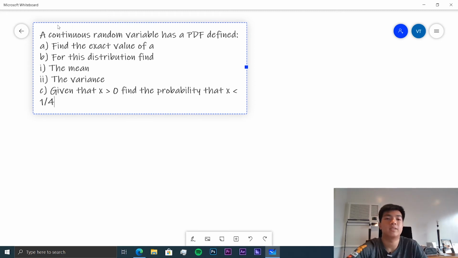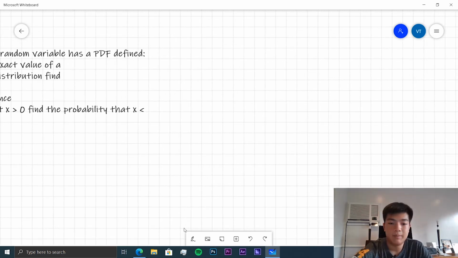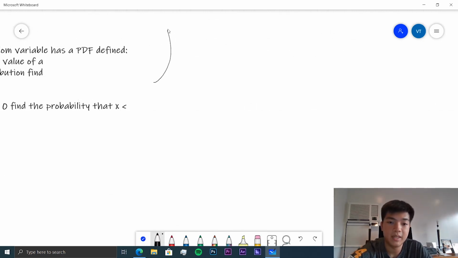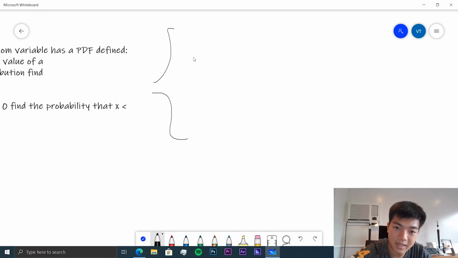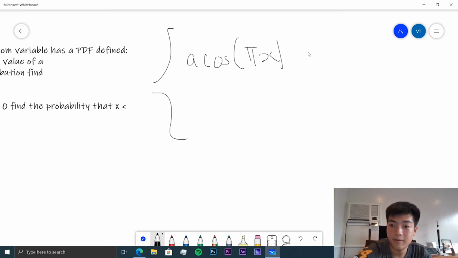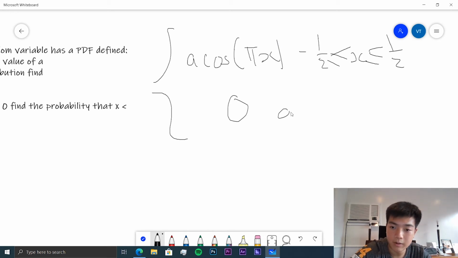Okay, interesting. So let me write out the definition. And the definition is, this is a pretty bad definition, f of x is a cosine of pi x, where x is in radians, if negative 1/2 is less than or equal to x is less than or equal to 1/2, and 0 otherwise.